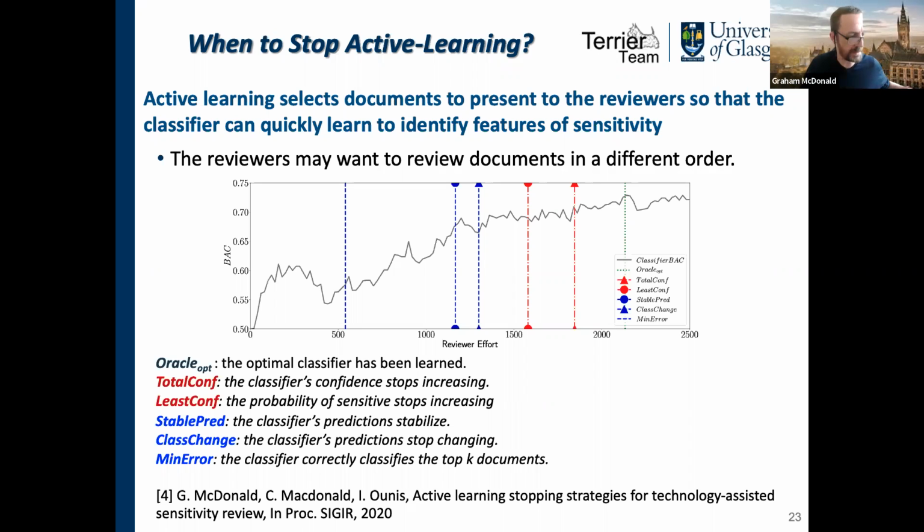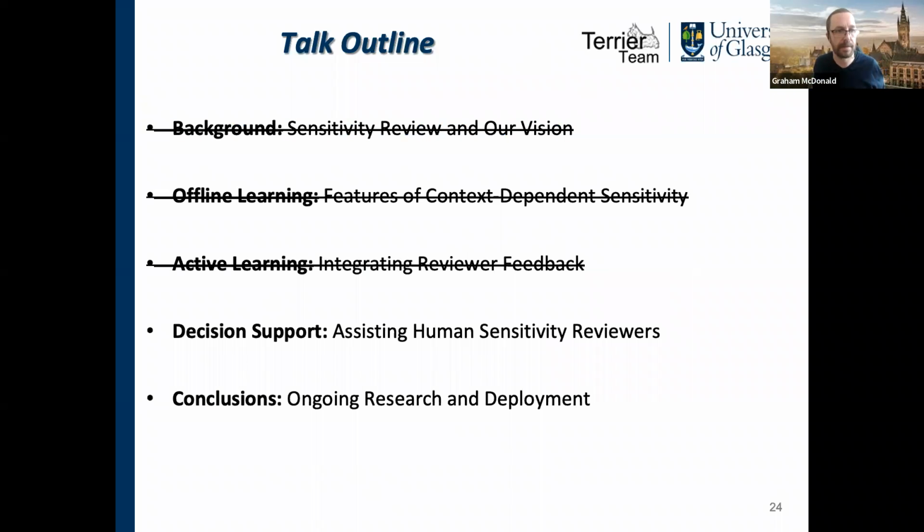And that obviously feeds into assisting the reviewer. We want to be able to help the reviewer to do their job within the context that is most useful for them, because that is the main aim and objective of the entire process. So that brings us on to the decision support part of the framework. We want to be able to assist the human sensitivity reviewers to do their task more efficiently and hopefully more effectively or accurately too.